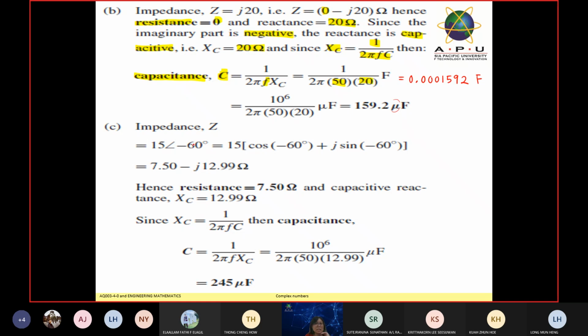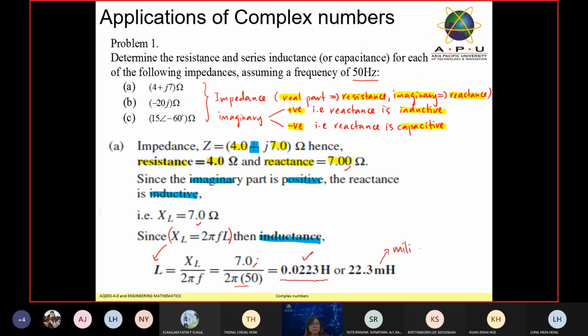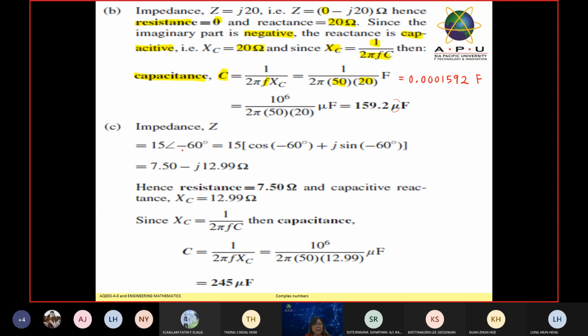Okay, the next one, the third complex number, is given in polar form, 15 angle negative 60. In order to know which one is the real part and the imaginary part, you have to write it in Cartesian form. So we calculate 15 cos negative 60 plus j sine negative 60. So we have 7.5 minus j12.99. So this is our Cartesian form.